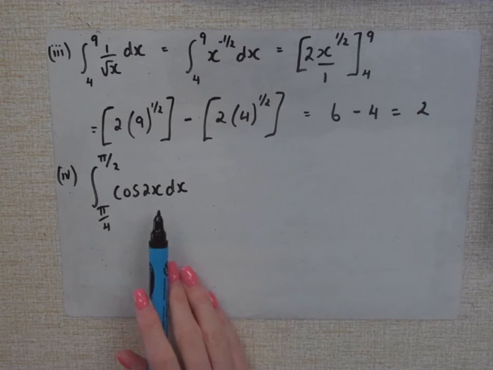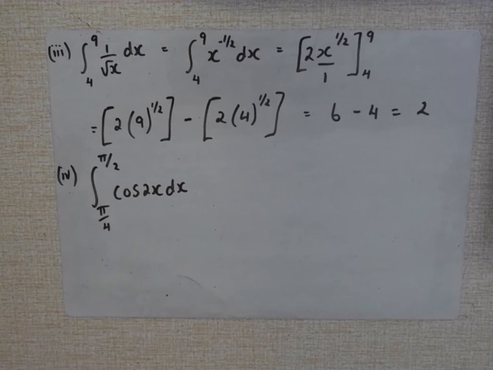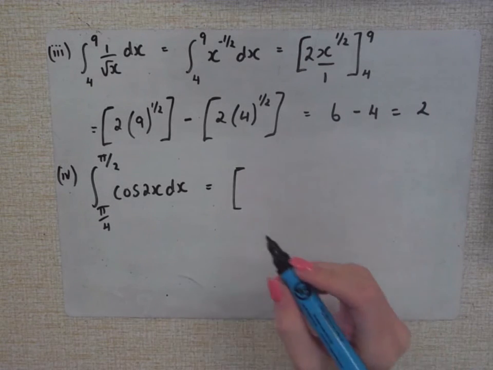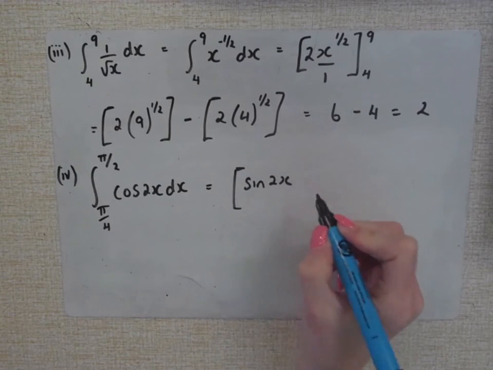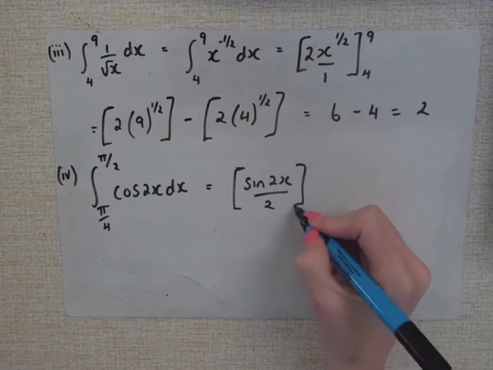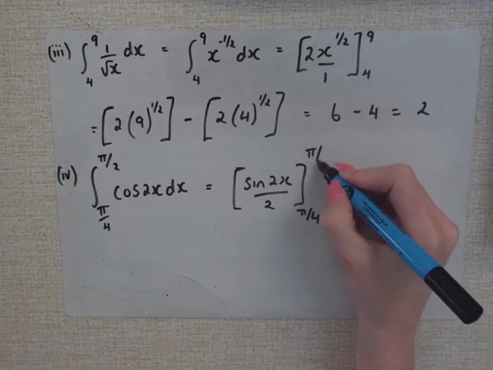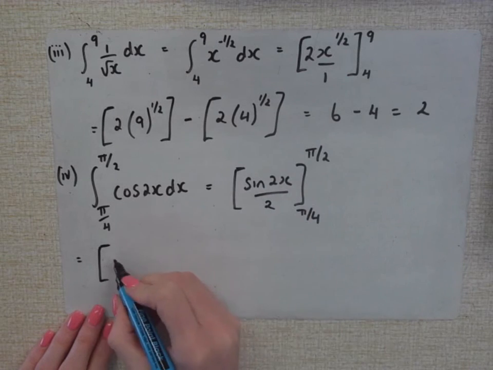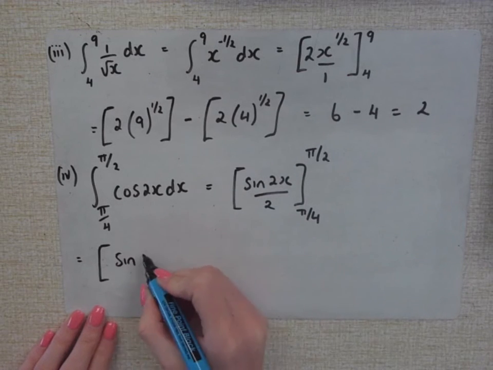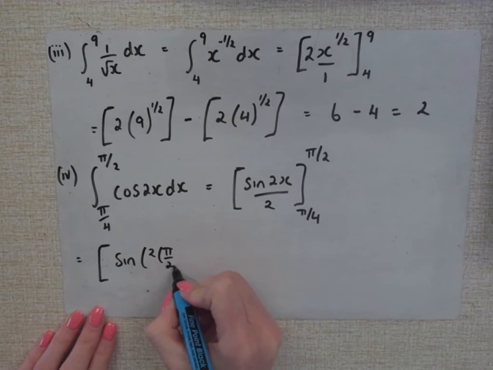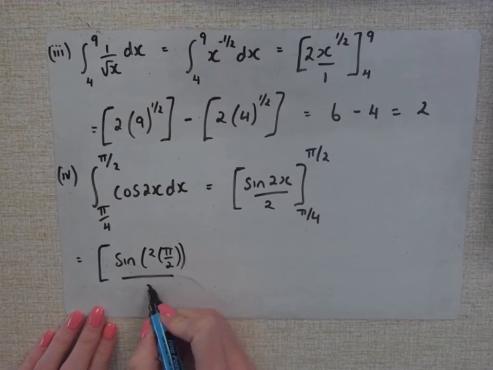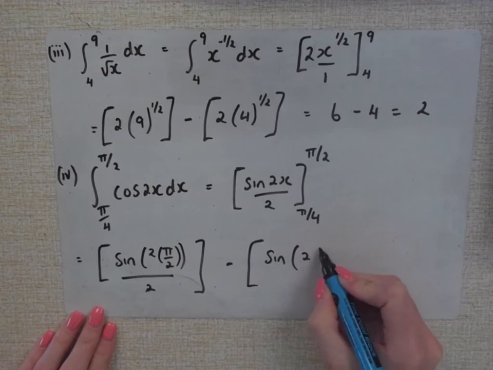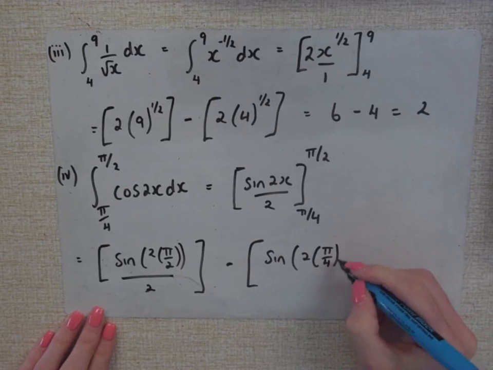So we are integrating cos 2x dx from pi over 4 to pi over 2. Okay, so let's integrate it first. Integrate cos, you get sine 2x over 2. Good. From pi over 4 to pi over 2. Okay, so filling in my pi over 2 first, you're filling in the top one first. Sine of 2 by pi over 2, over 2. Minus sine of 2 by pi over 4, over 2.